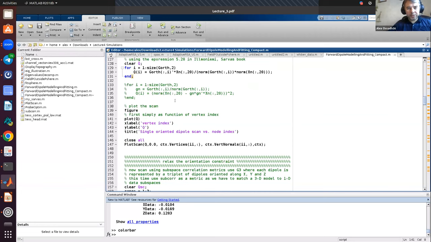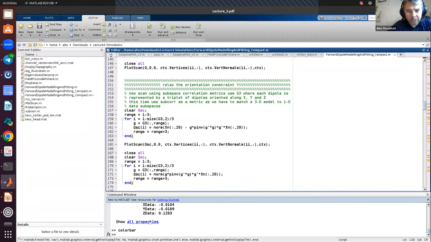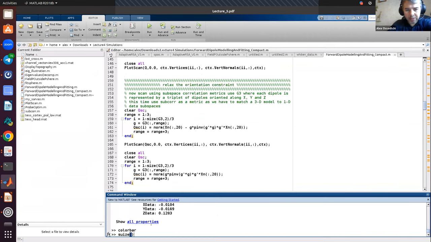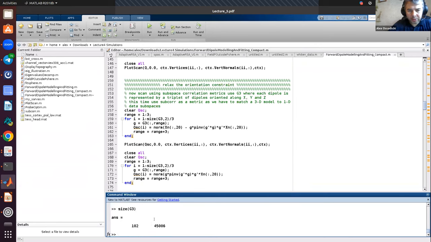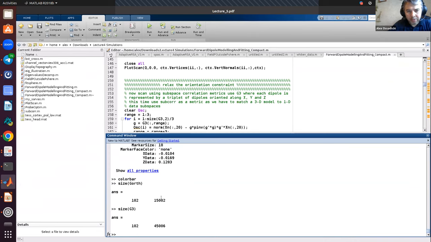Okay, now let's take it. This is the MEG forward model that I have generated, and it's stored in matrix G3. Let's look at the size of G-ORT and now the size of G3. You can see that the size of G3 is three times larger. It has three times more columns than G-ORT, because G-ORT describes the topographies of dipoles oriented orthogonally to the cortical surface. That's why it's ORT.